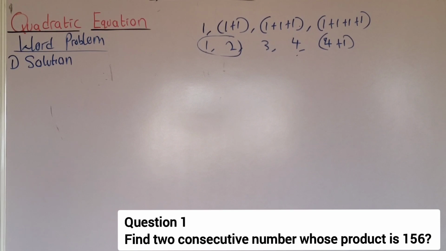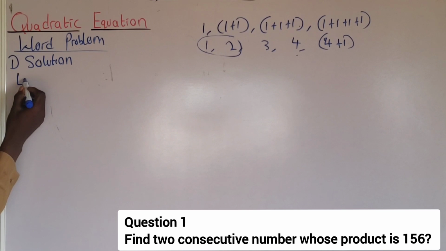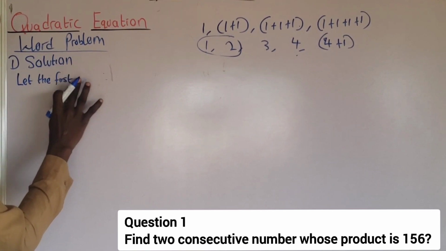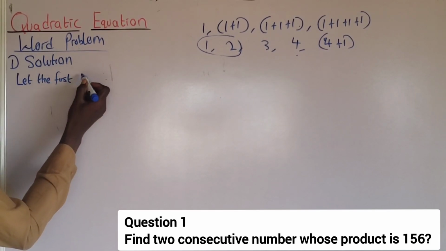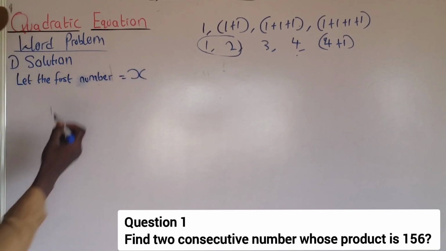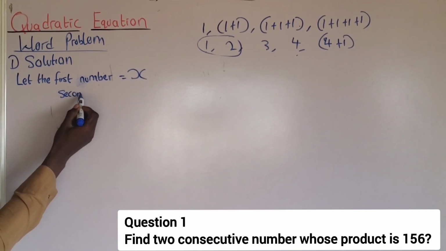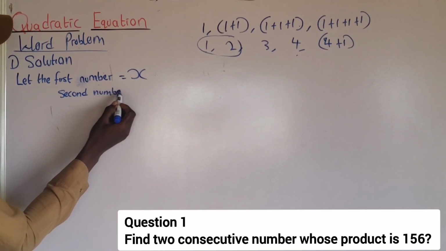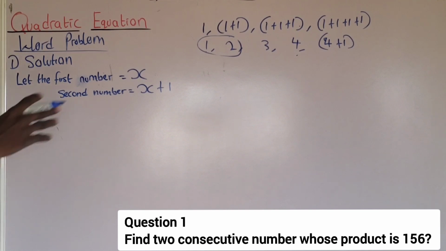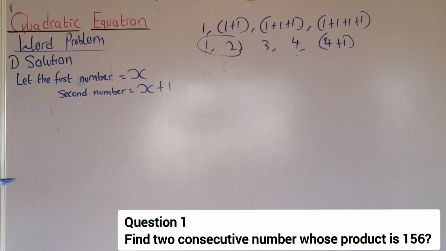We don't know the two numbers, so let us represent the numbers with x. Let the first number be x. So the second number will be what? The second number will be x plus 1. Do you know how I got this? I've already explained to you that consecutive numbers are those numbers that differ by 1. The difference between x plus 1 and x is 1. Do you understand?